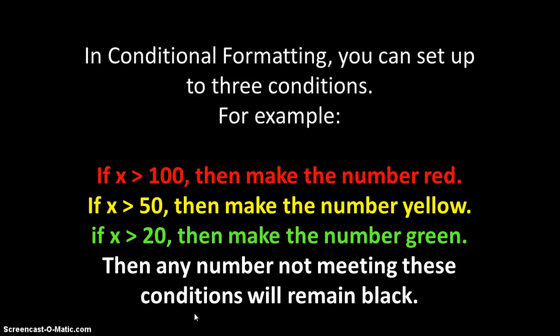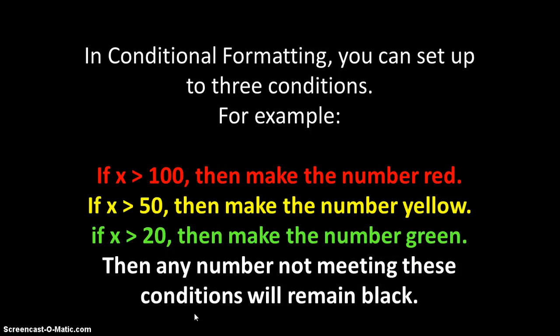In conditional formatting, you can set up to 3 conditions. For example, if x is greater than 100, make the number red. If x is greater than 50, then make the number yellow. If x is greater than 20, then make the number green.